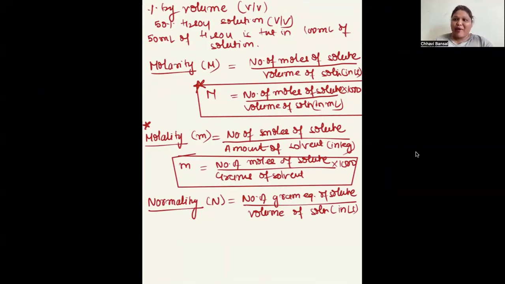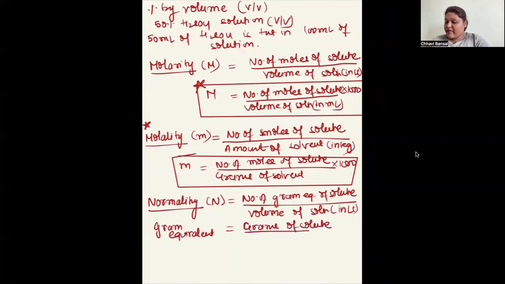Now, it is confusing. What is gram equivalent, right? This is very important because going ahead in the chapter, gram equivalence will be required for many chapters. So, do not forget the formula of gram equivalence. Gram equivalent, as the name suggests, grams and then equivalent, right? So can I write gram equivalent as grams of solute divided by equivalent mass of solute, right? As the name suggests, grams of solute and equivalent mass of solute, correct?